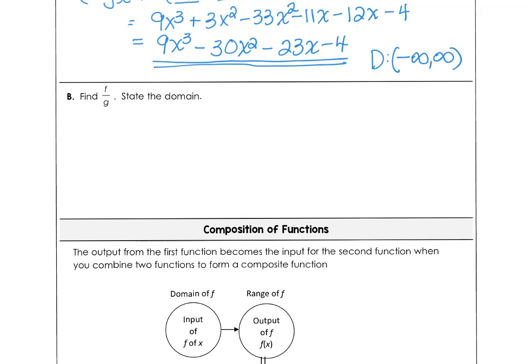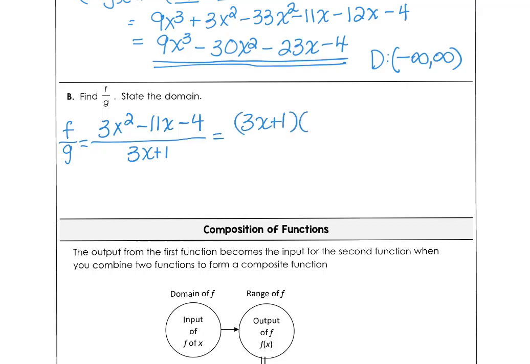And then in example B, we're looking at dividing g into f. So the f of x is 3x squared minus 11x minus 4, and g of x is 3x plus 1. So this is f divided by g. If we factor the numerator, we'll have 3x plus 1 times x minus 4, and we're dividing by 3x plus 1.